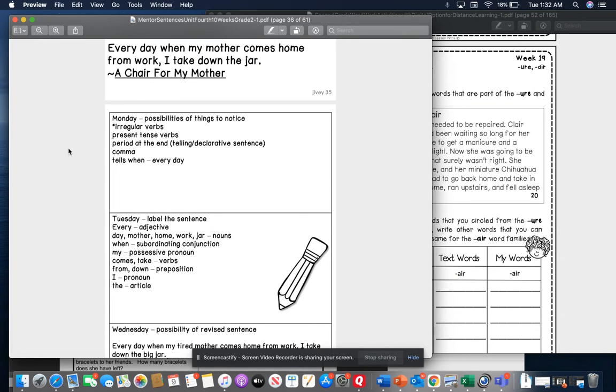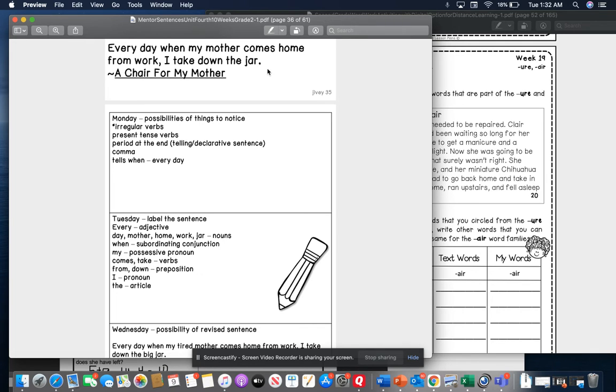Hey guys, this week for our mentor sentence, we are reading A Chair for My Mother, which you guys listened to for the read aloud yesterday. Our sentence is, "Every day when my mother comes home from work, I take down the jar."